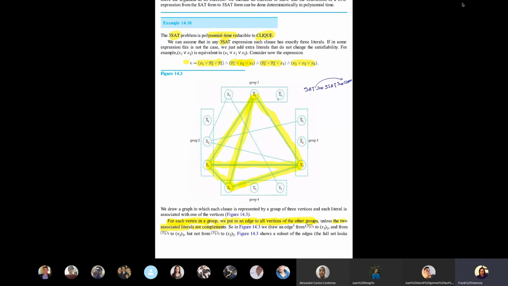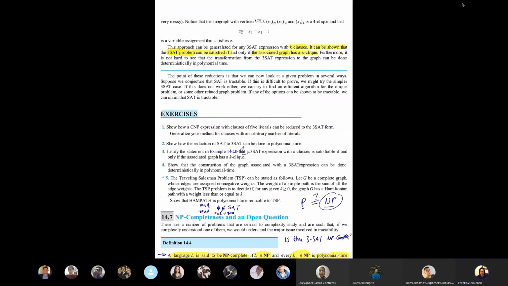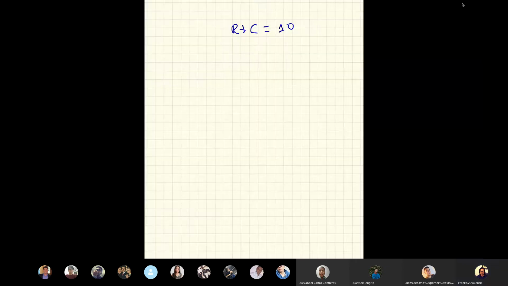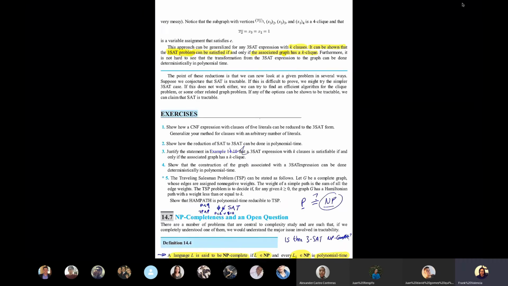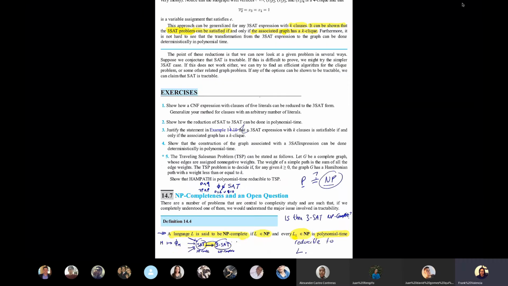Okay. So we have proved that you can reduce all these problems in polynomial time. Okay. Now we can talk about NP completeness.